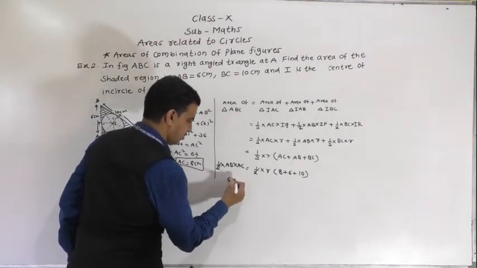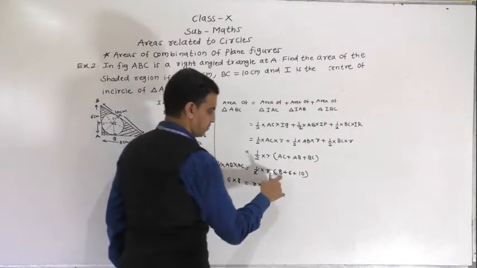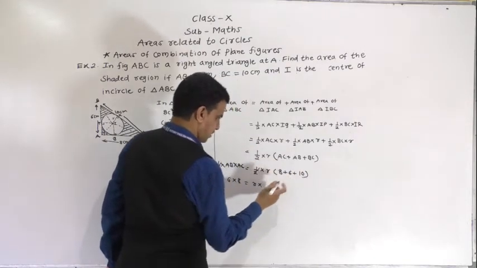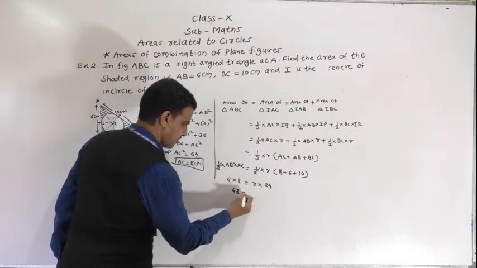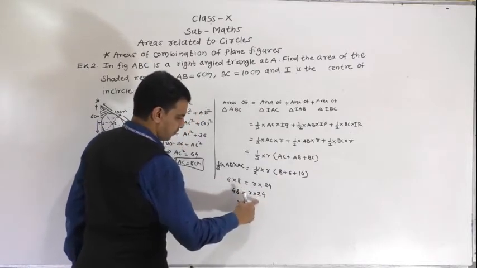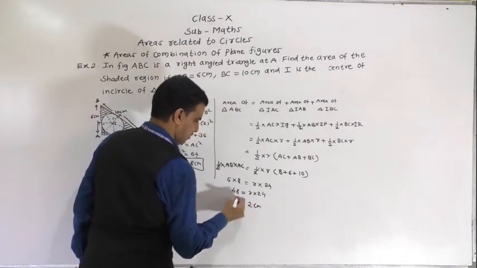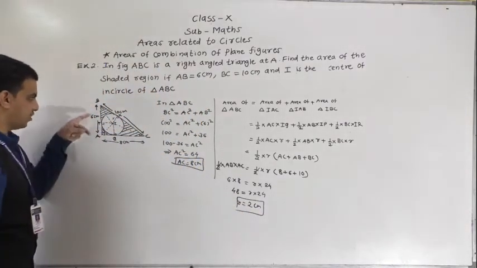AB into AC, AB 6, AC 8. So 6 into 8 is equal to R into 8 plus 6, that is 14, plus 10, 24. So 6 into 8 is 48, equal to R into 24. So R is equal to, if we shift 24 here, 48 by 24, that is 2 centimeter. So R is equal to 2 centimeter. Okay. Now we have to find the area of the shaded region.